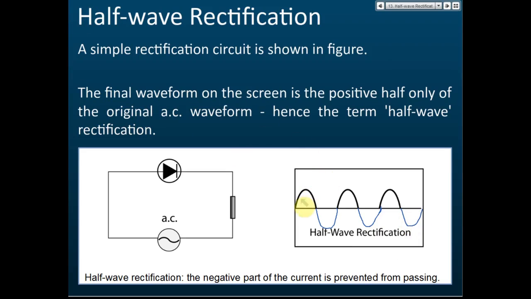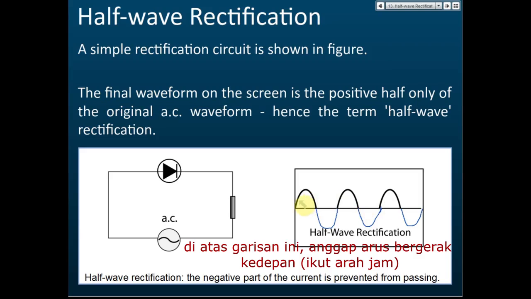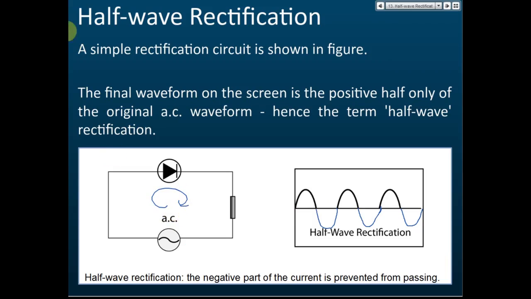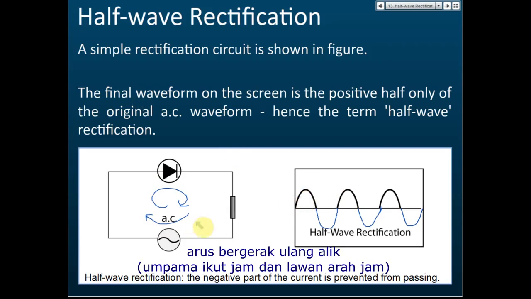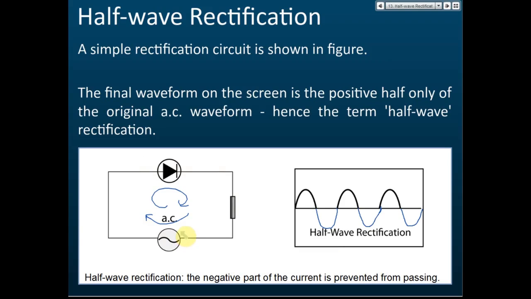This center line shows the divider of the directions of the current. Above this line, the current moves forwards, let's say clockwise. Here the current moves clockwise, and here it moves counterclockwise. So the current moves clockwise, counterclockwise, clockwise, counterclockwise. That's alternating current, which keeps on changing the direction of the flow of the current.